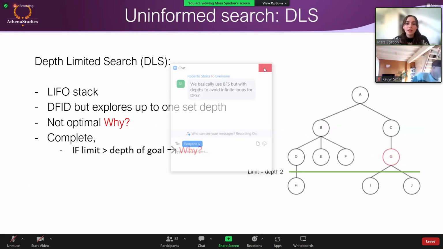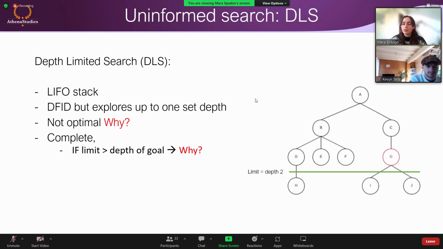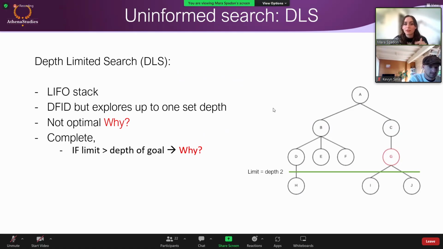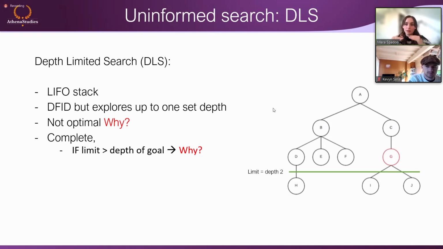So the last one is depth limited search. Here you don't really need to know the order. Honestly, it's just kind of like depth first iterative deepening, but you just have one limit, right? So it is just like depth first search. It's a LIFO stack. You could see it as depth first iterative deepening, but it just explores up to one set depth. So it doesn't go depth 0, depth 1, depth 2, depth 3. If I just say I have my depth limit at 2, then I just do depth first search until that one. And if I did not find the goal, I stop.